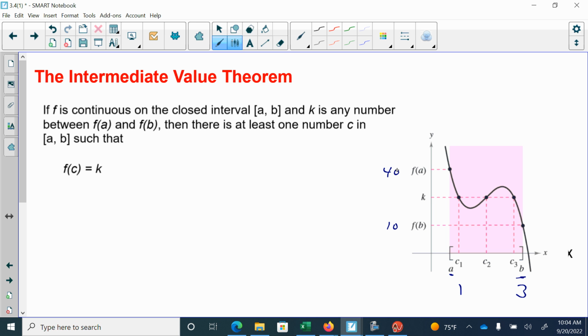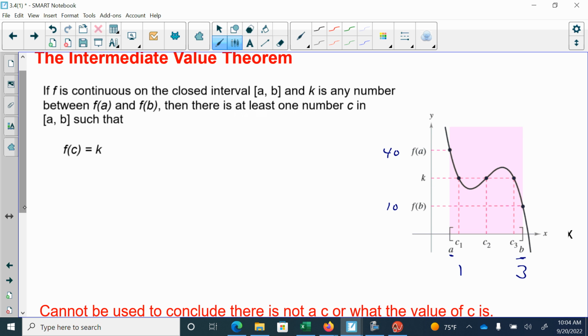Does that make sense? Most times we use this is if I hit a positive number and I hit a negative number and I'm continuous, what do I know I have to cross somewhere in between? 0. I have to cross 0 somewhere between a positive and a negative. Or if I go the other way, if I'm negative and then I'm positive and I'm a continuous function, then somewhere in between there I had to hit 0. Make sense?